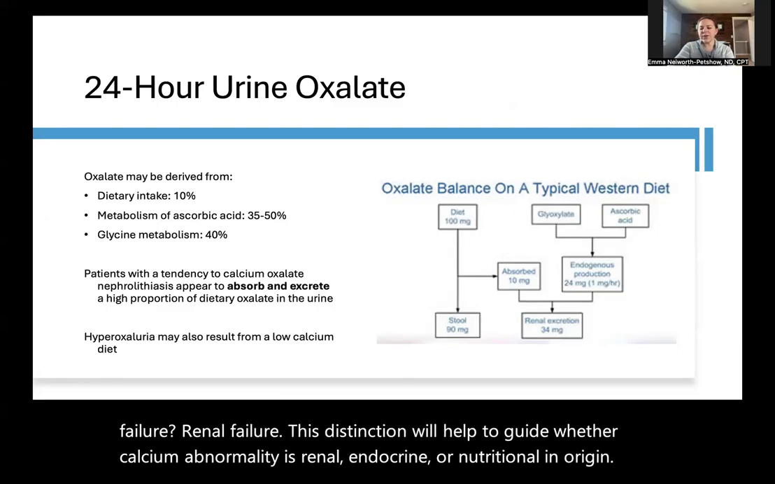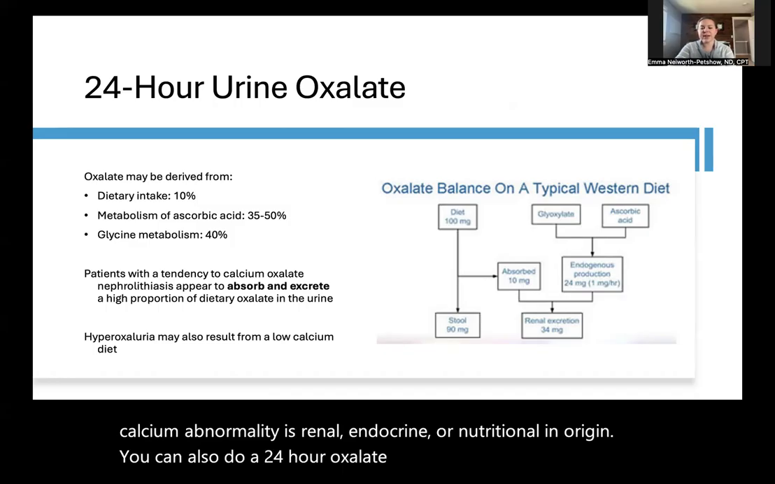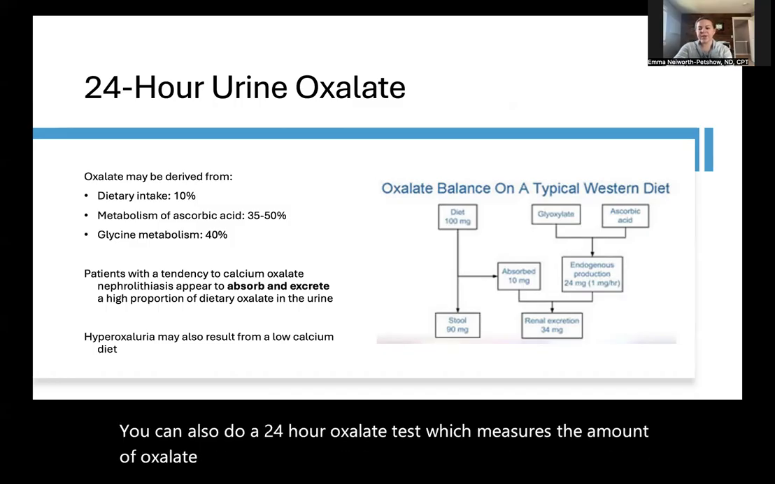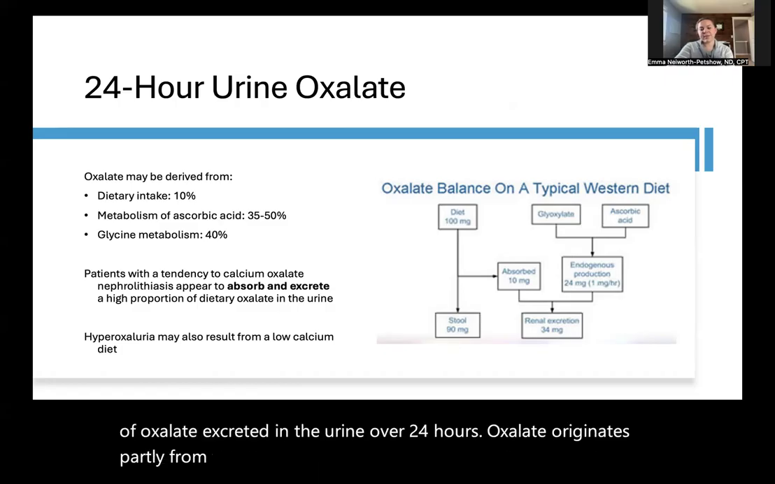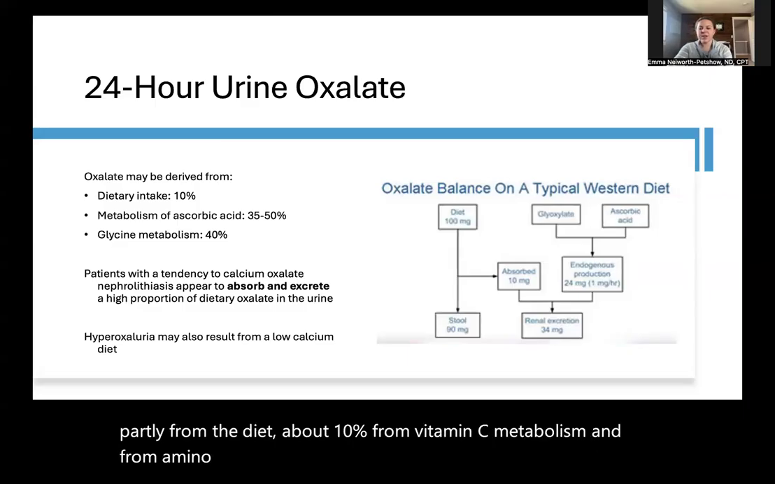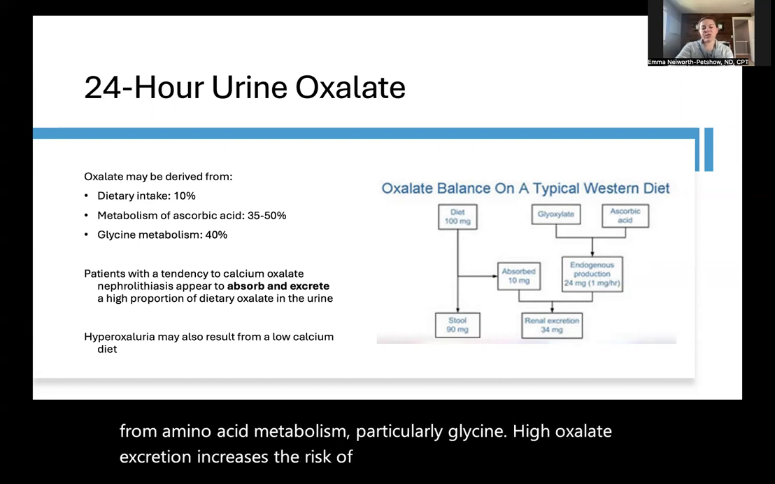You can also do a 24-hour oxalate test, which measures the amount of oxalate excreted in the urine over 24 hours. Oxalate originates partly from the diet, about 10% from vitamin C metabolism and from amino acid metabolism, particularly glycine. High oxalate excretion increases the risk of calcium oxalate stones.